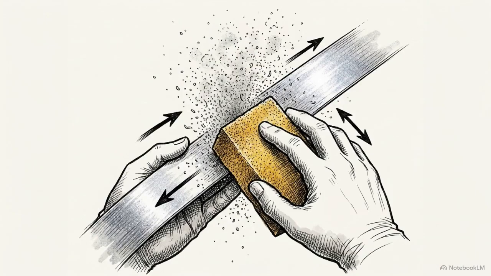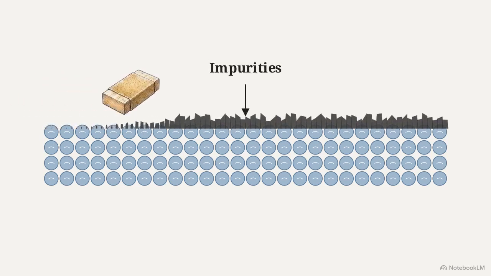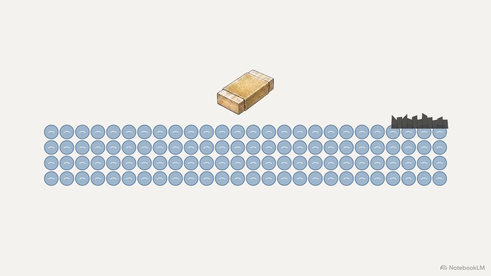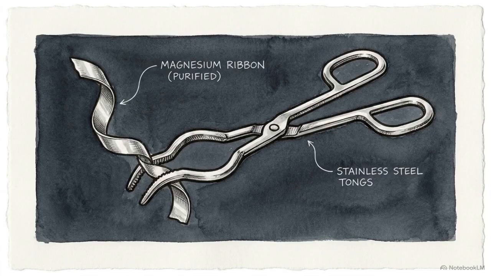Before we can observe how it reacts, we have to prep the sample by vigorously scrubbing it with a piece of rough sandpaper. Over time, magnesium reacts slowly with the air, building up a dull, invisible layer of impurities. We scrub away that outer crust to expose the pure, uniform molecular structure underneath. Stripped of that interference, the ribbon is now in its purest physical state, ready to be pushed past the point of no return.